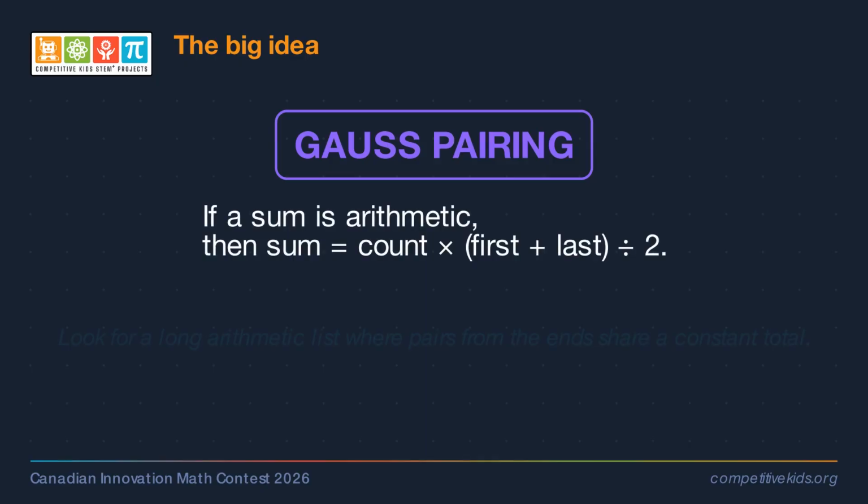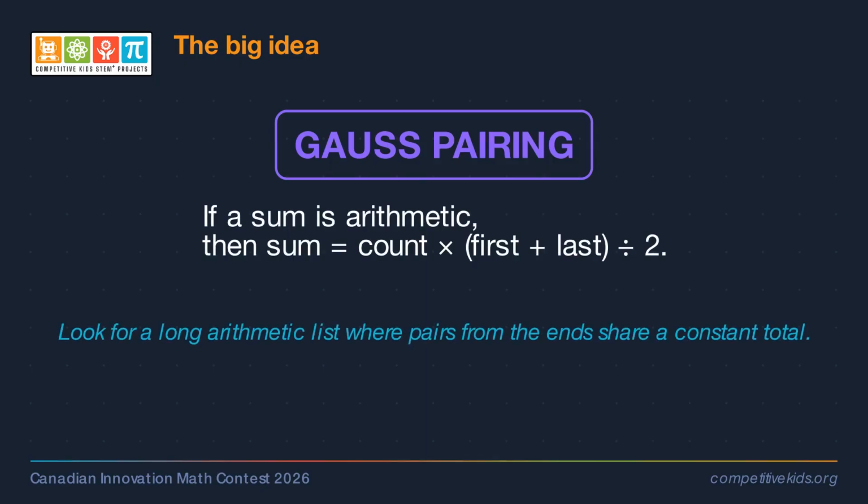If a sum is arithmetic, then sum equals count times (first plus last) divided by 2. Look for a long arithmetic list where pairs from the ends share a constant total.